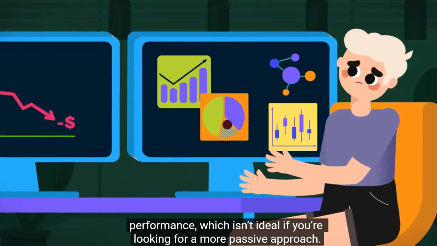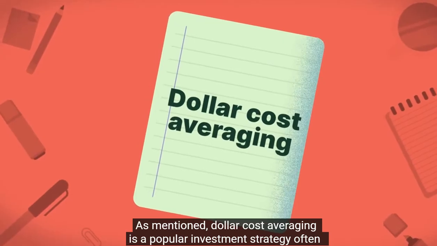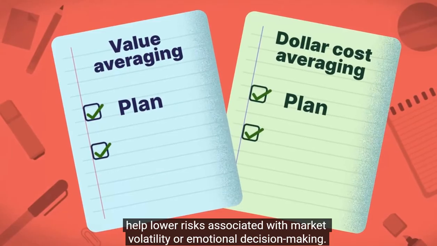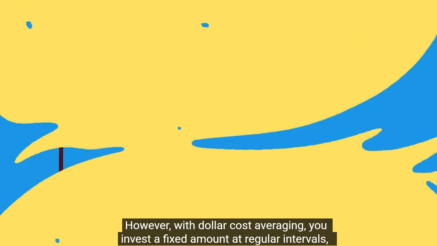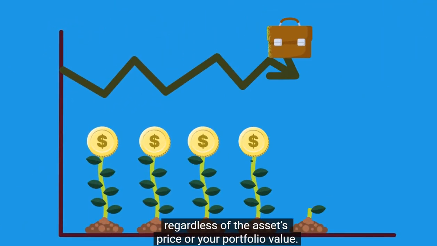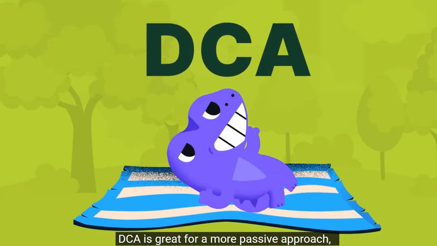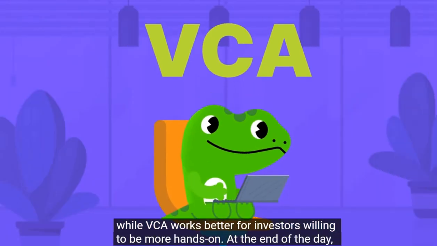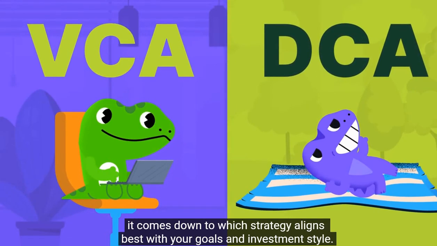As mentioned before, dollar cost averaging is a popular investment strategy often compared to value averaging, as both strategies offer a clear plan that can help lower risks associated with market volatility or emotional decision-making. However, with dollar cost averaging, you invest a fixed amount at regular intervals, regardless of the asset's price or your portfolio value. DCA is great for a more passive approach, while VCA works better for investors willing to be more hands-on. At the end of the day, it comes down to which strategy aligns best with your goals and investment style.